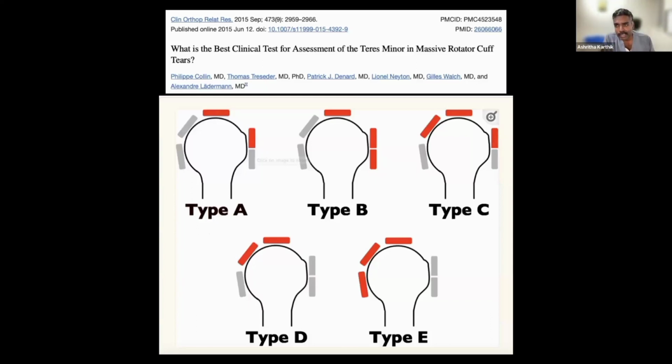Now, when teres minor is involved and ER lag is there, and say in the MRI you see significant atrophy, then you have to think about what you're going to do. Your tendon transfer might not work. If your muscles are good, not atrophied, then you have to make sure that you repair that most posterior part of the cuff with an anchor just next to the bare area. Just next to the bare area, you put one anchor and secure the teres minor there. Otherwise, you're not going to have any external rotation for the patient.